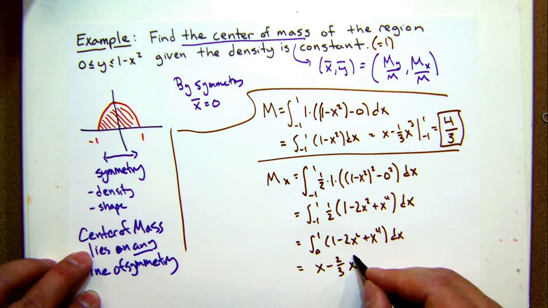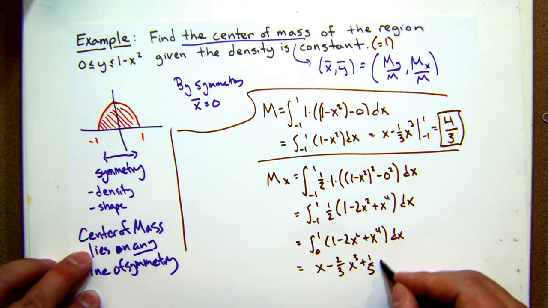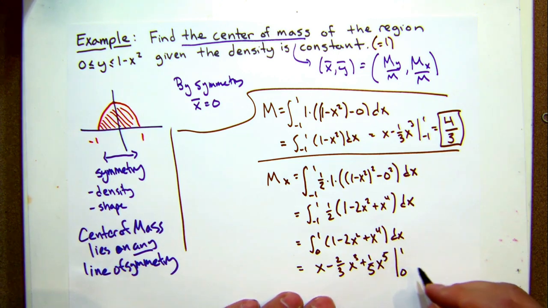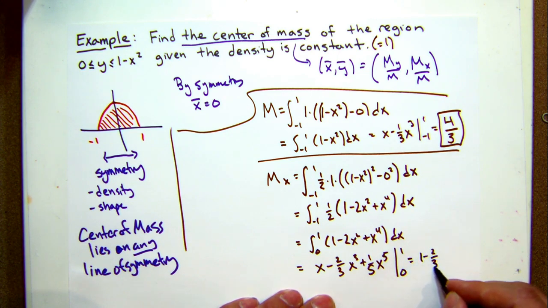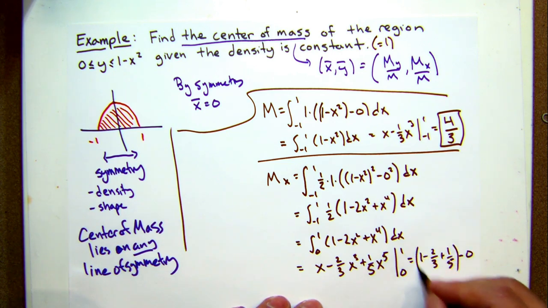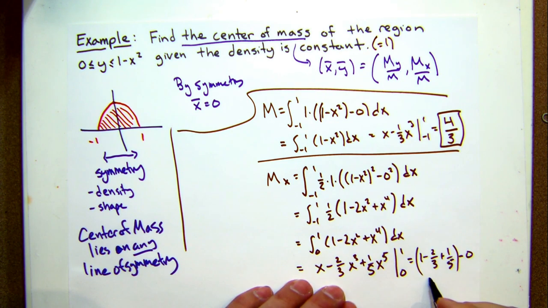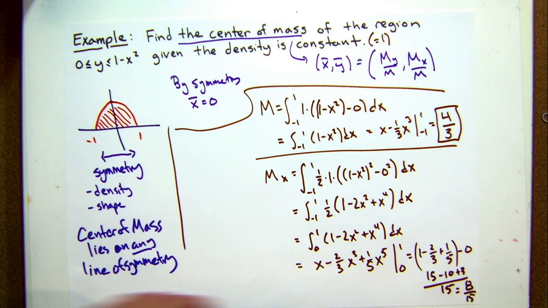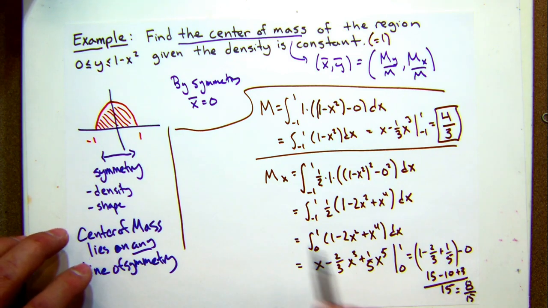Okay, so we're almost done. That's x minus 2/3 x cubed plus 1/5 x to the 5th from 0 to 1, which will give me 1 minus 2/3 plus 1/5, and then subtract off 0. If you put that all together, the common denominator is 15. So it's 15 minus 10 plus 3 over 15. 15 minus 10 plus 3 is 8. So we get 8 over 15.